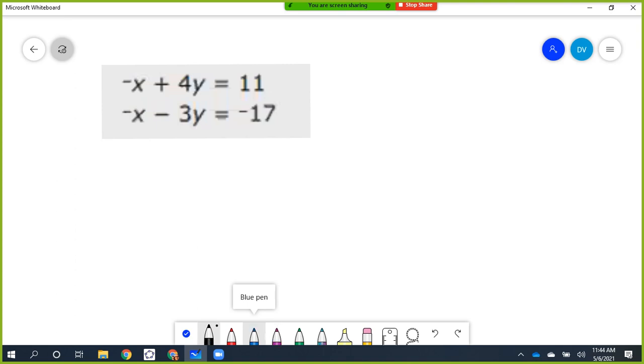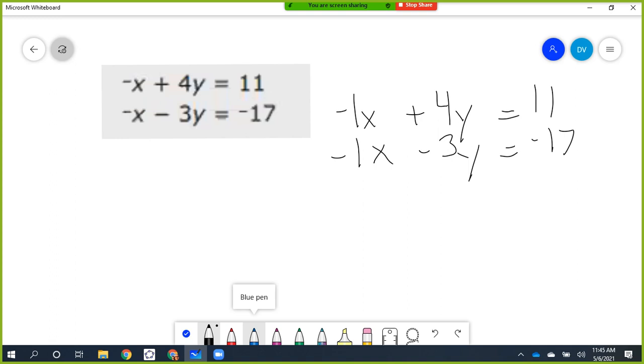everything down. First thing we're going to write, I'm going to put a 1 here even though I don't have it on there. Negative 1x and positive 4y is equal to 11. And then we've got negative 1x and negative 3y is going to be equal to negative 17. Okay. So what we want is we could either eliminate the x's or the y's.